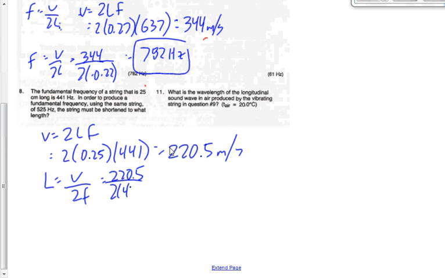What would you expect to get here? Would you expect to get a longer string or shortened string? Pitch is higher. Longer or shorter string? Shorter string, right? When we do the math, we do get a shorter string. It works out to be 0.21 meters or 21 centimeters. 4 centimeters shorter than it was. Makes sense, right? The frequency goes up by 20%. The length of the string goes down by about 20%. Good?